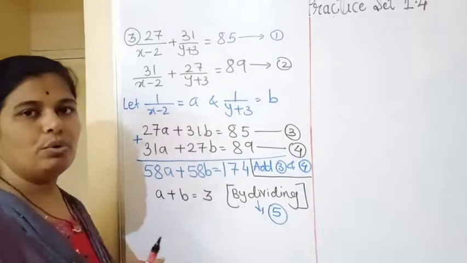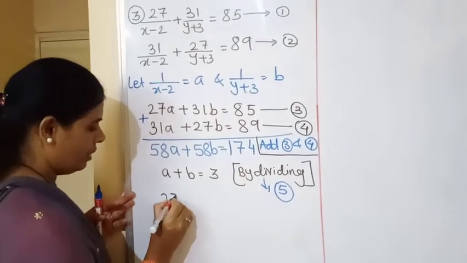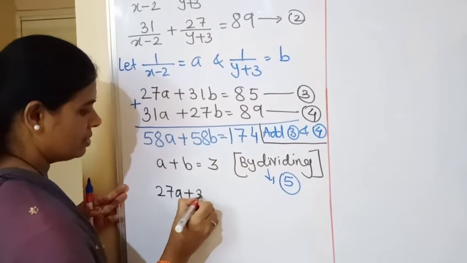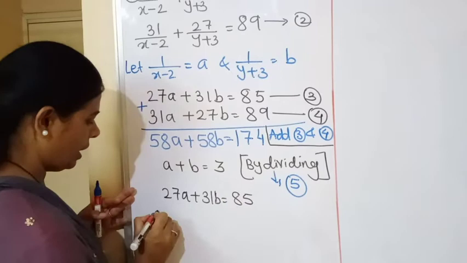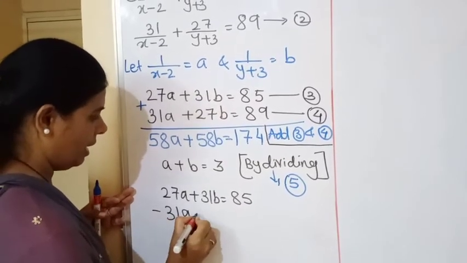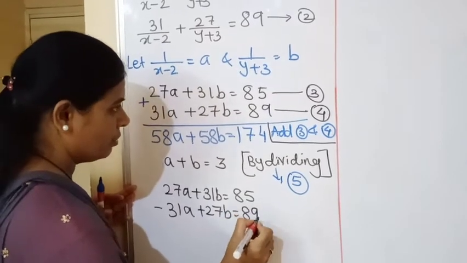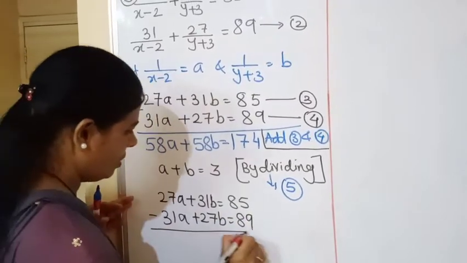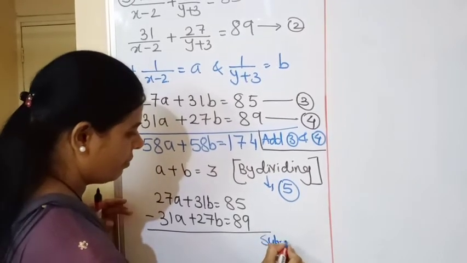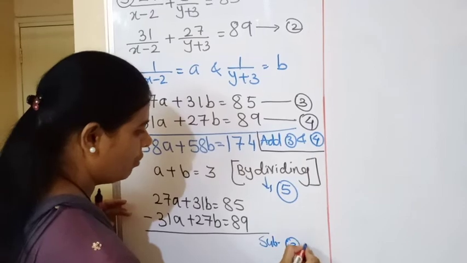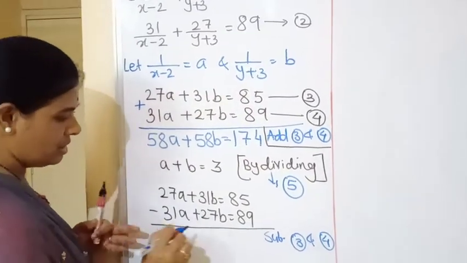Now what do we have to do? We have to subtract both the equations once again. So we will write here 27a plus 31b equal to 85, and minus 31a plus 27b equal to 89. What we have to do here is subtract equation 3 and 4. We have to minus. We have to change the signs here.